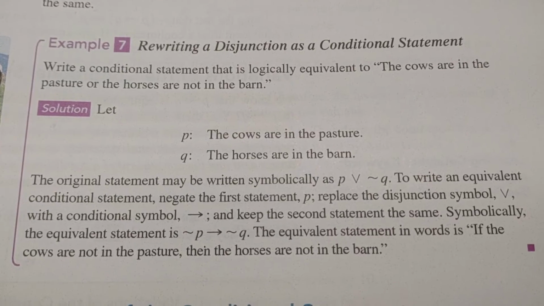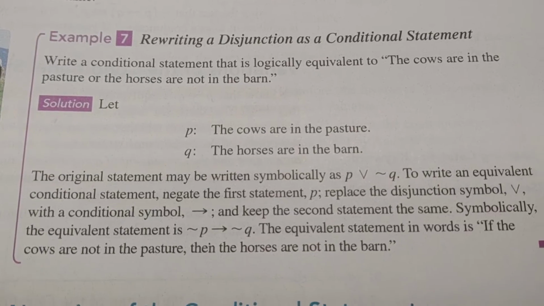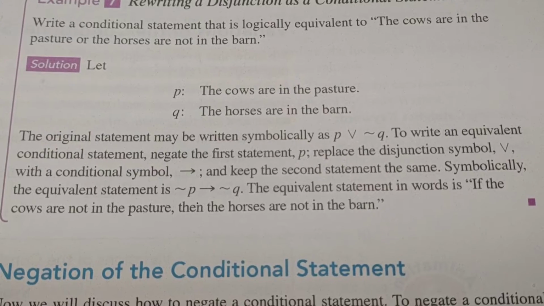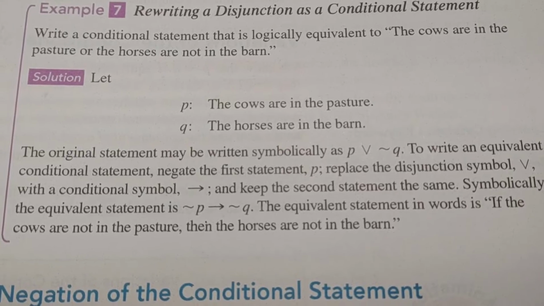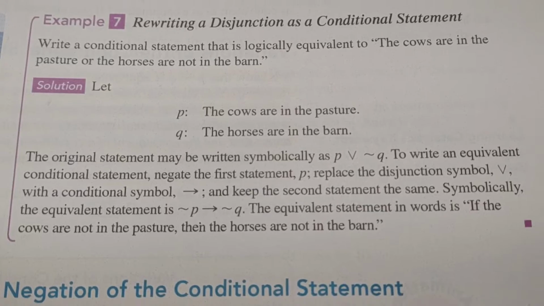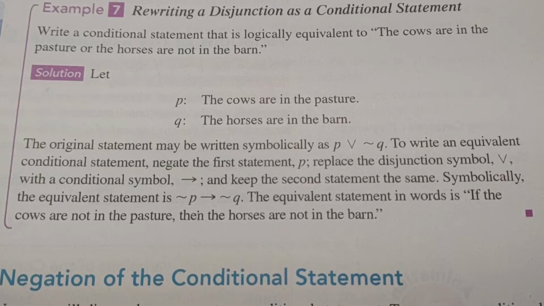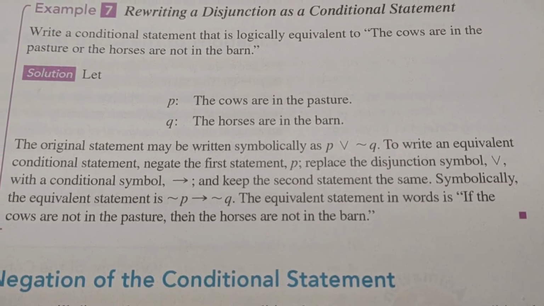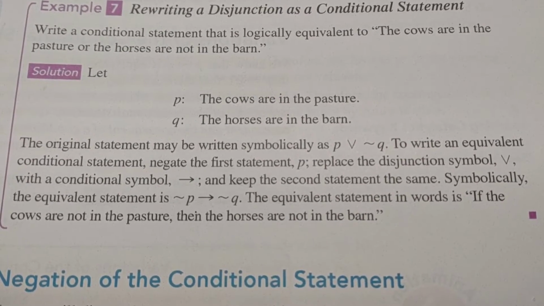So P becomes the cows are in the pasture. Q becomes the horses are in the barn. The original statement may be written symbolically as P or negated Q, because the original statement says the horses are not in the barn, so we negate it. To write an equivalent conditional statement, negate the first statement, P, replace the disjunction symbol V with a conditional symbol, and keep the second statement the same.